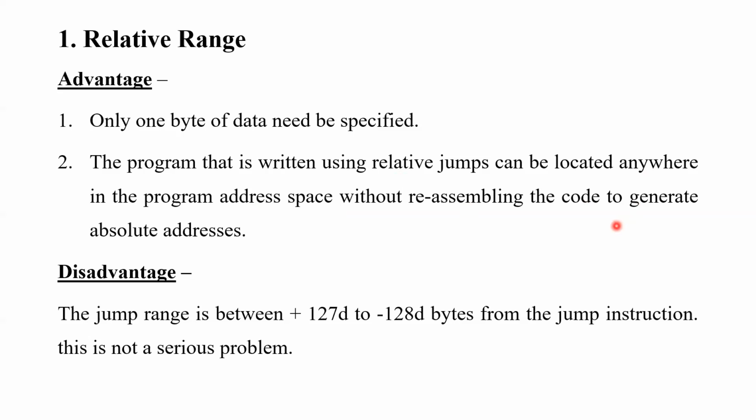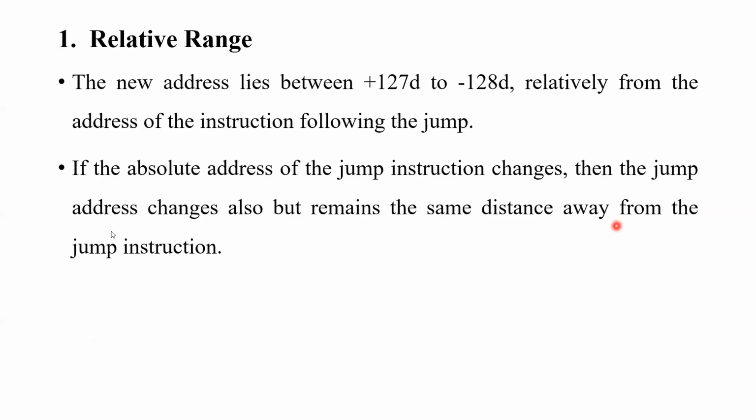When I explain the relative range here, I said if the absolute address of the jump instruction changes, then the jump address changes also, but remains the same distance away from the jump instruction. Take an example: I have a program starting from 0000H, and the jump instruction is at 0005H.